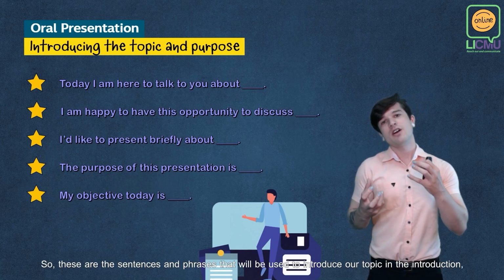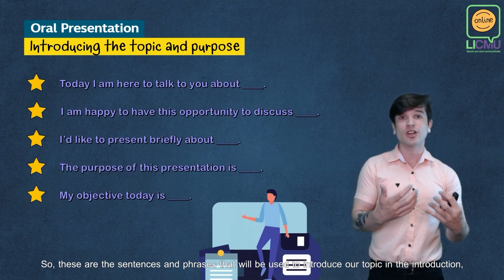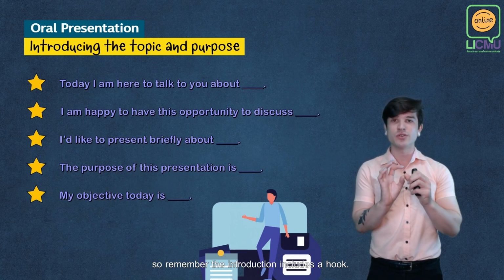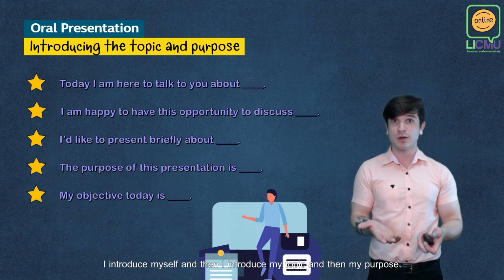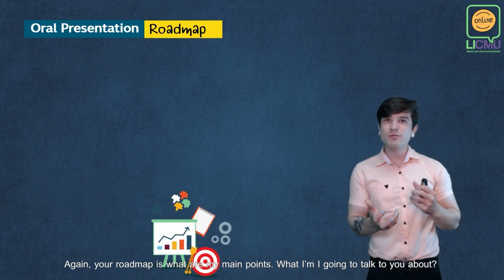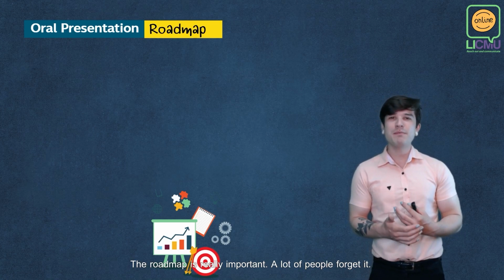So these are the sentences, the phrases that will be used to introduce our topic in the introduction. So remember, the introduction includes a hook, and I introduce myself, and then I introduce my topic and my purpose. After that, I go into a roadmap. Again, your roadmap is, what are my main points? What am I going to talk to you about? The roadmap is really important.